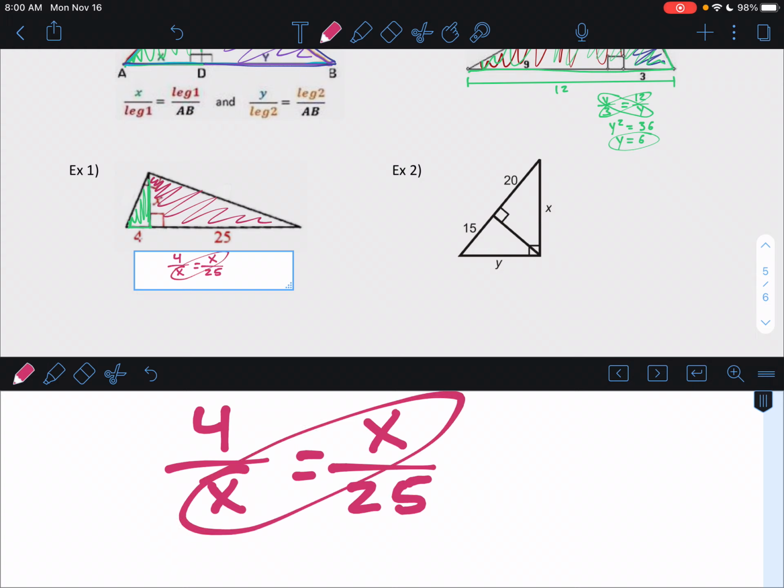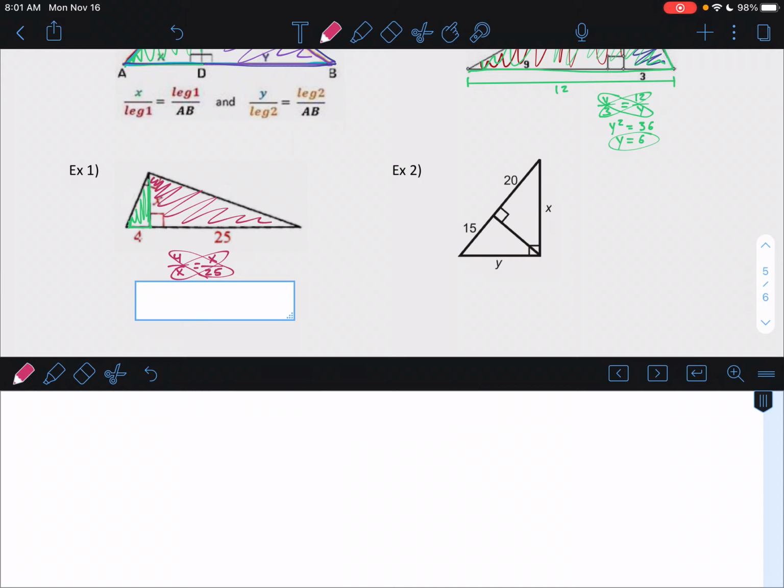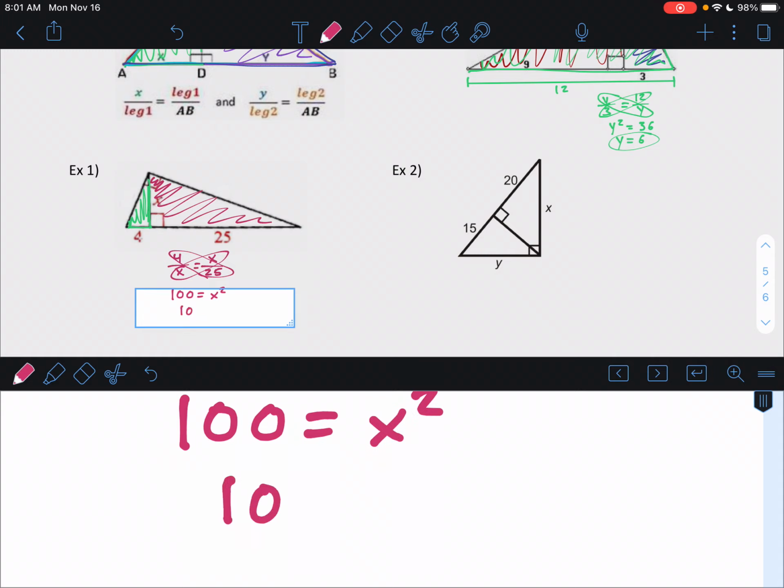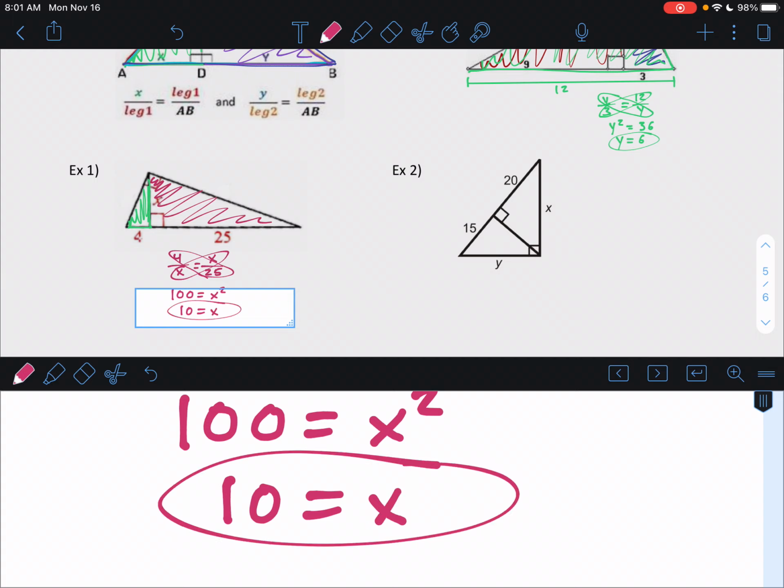I'm going to do my cross multiplication here. So let's see. I have 4 times 25 is 100. x times x is x squared. Take the square root of both sides. Hopefully we know that the square root of 100 is 10. So x equals 10 on this problem.